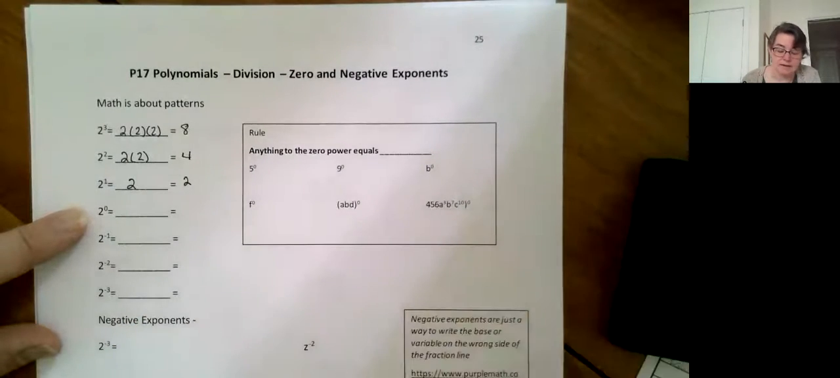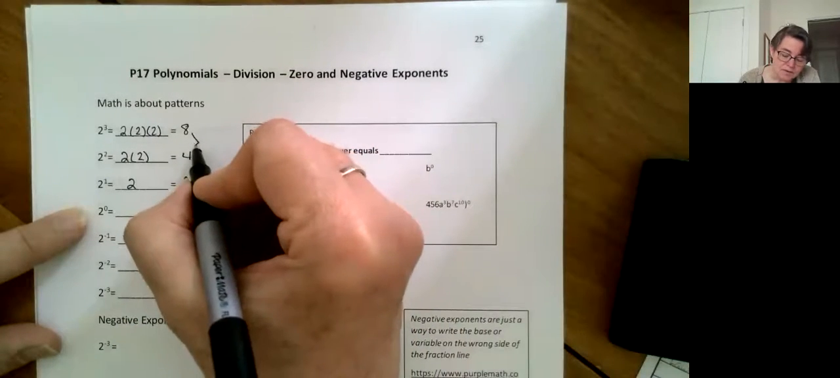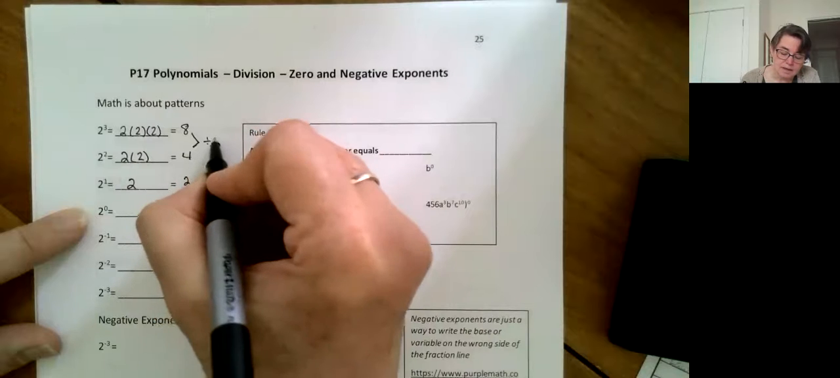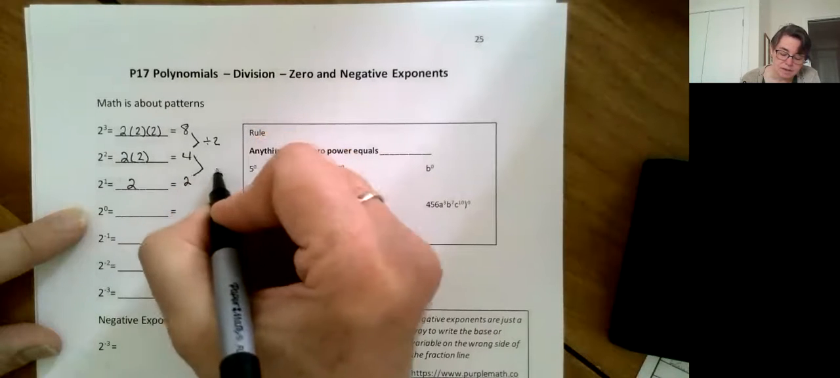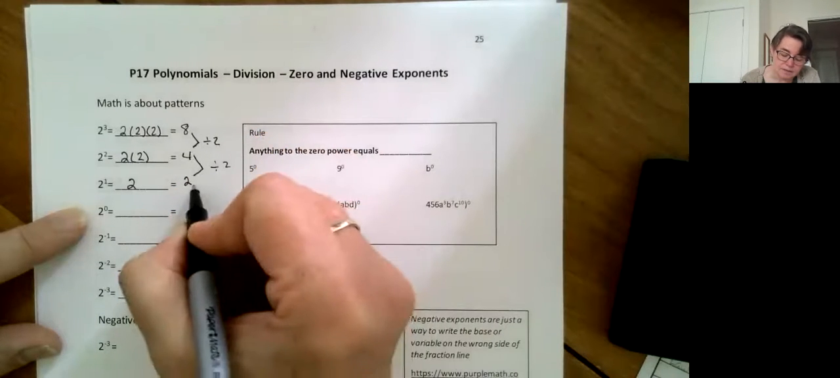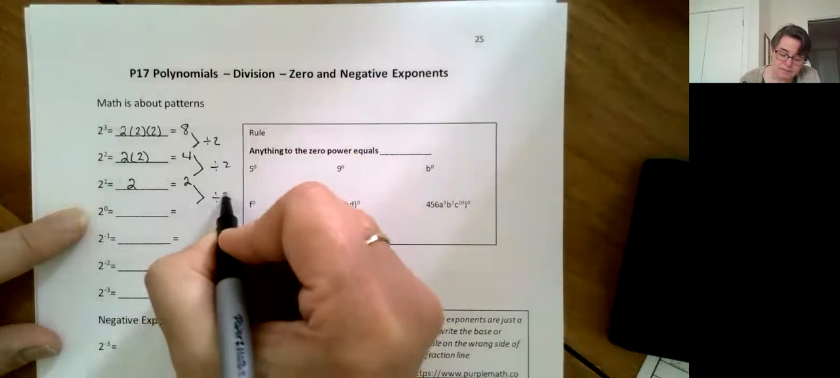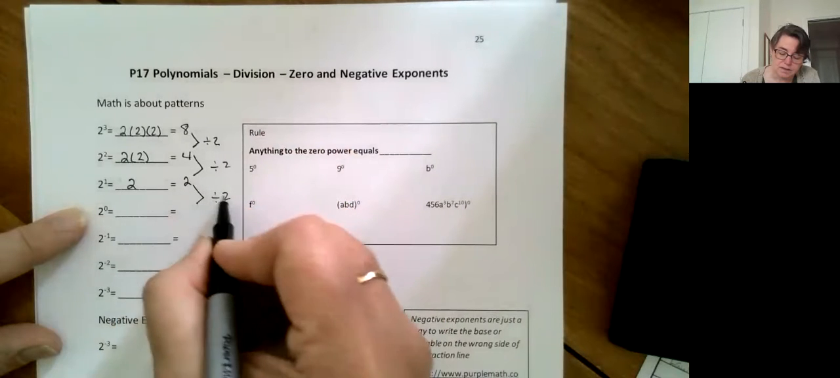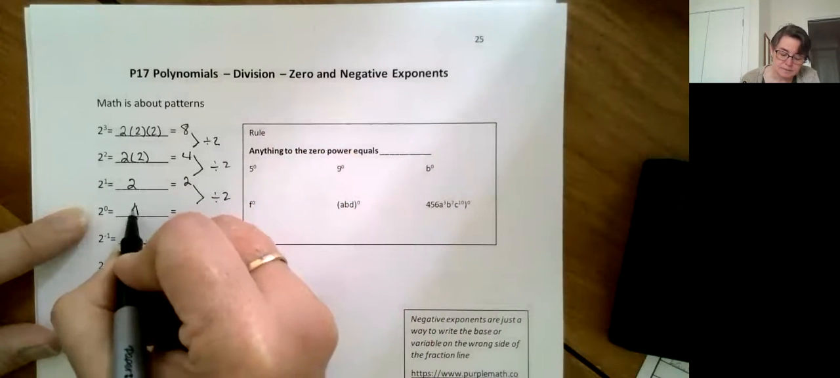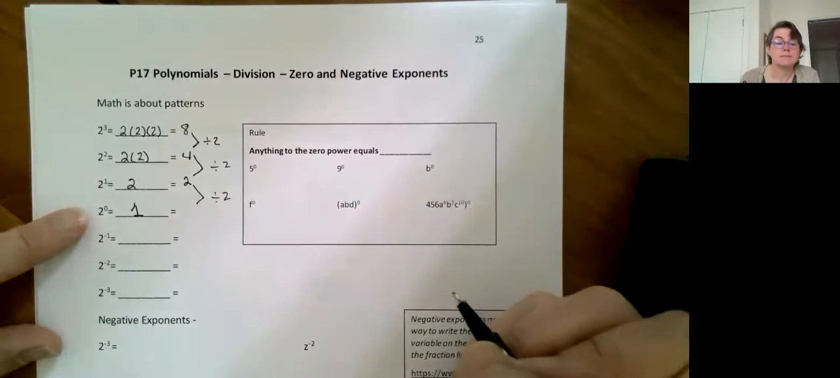Well, this is how I remember. If I go from here to here, I divide by 2. I go from here to here, I divide by 2. So we go from here to here, I'm going to divide by 2. So 2 divided by 2 is 1.